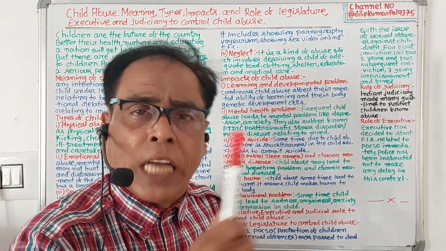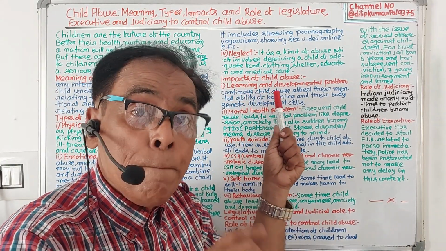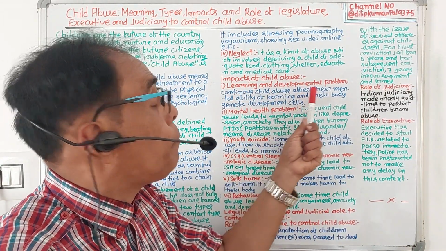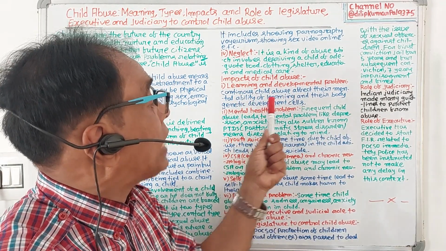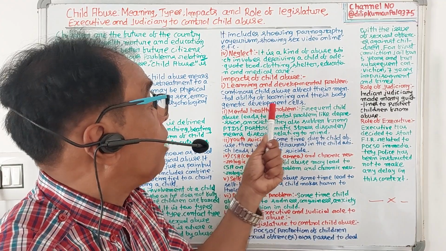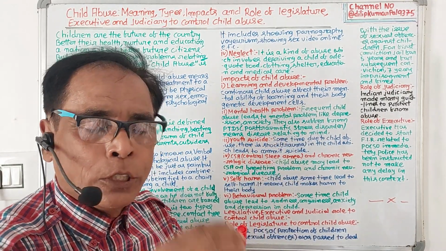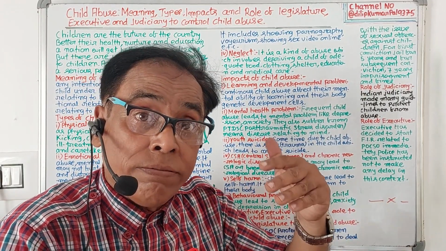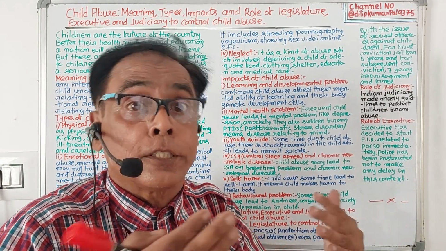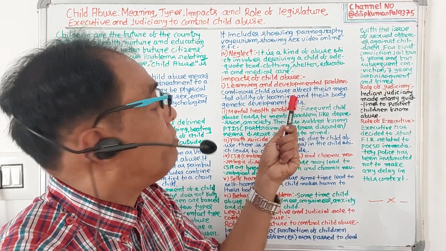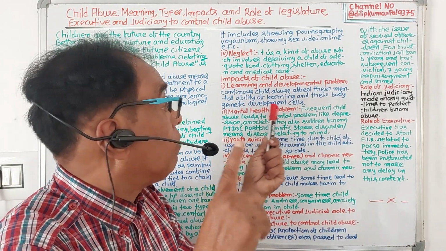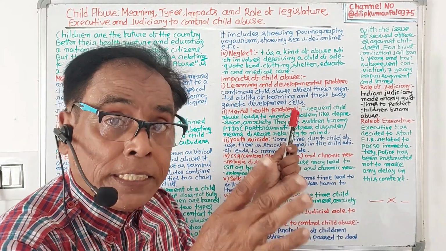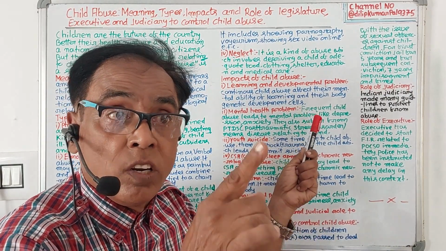So we have covered the meaning of child abuse and types of child abuse. Now we'll see the impacts of child abuse. What impacts will a child have if abused? Number one, learning and developmental problems. Continuous child abuse affects their mental ability of learning and their physical development. If a child is abused, he will not have interest to learn, and his body's genetic development will be affected.